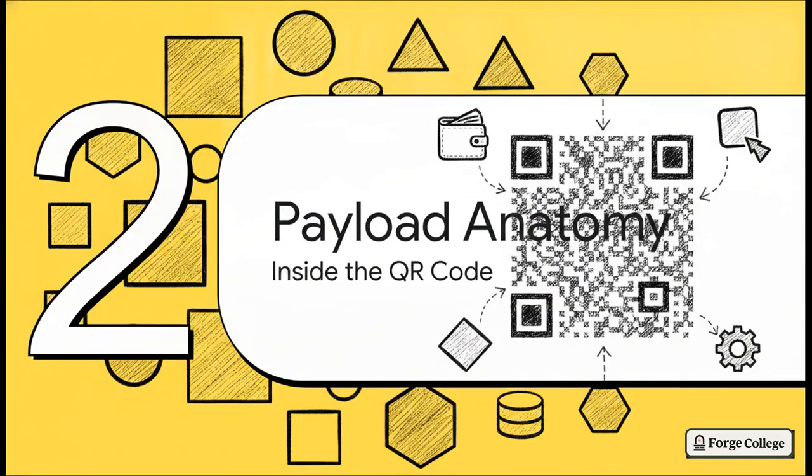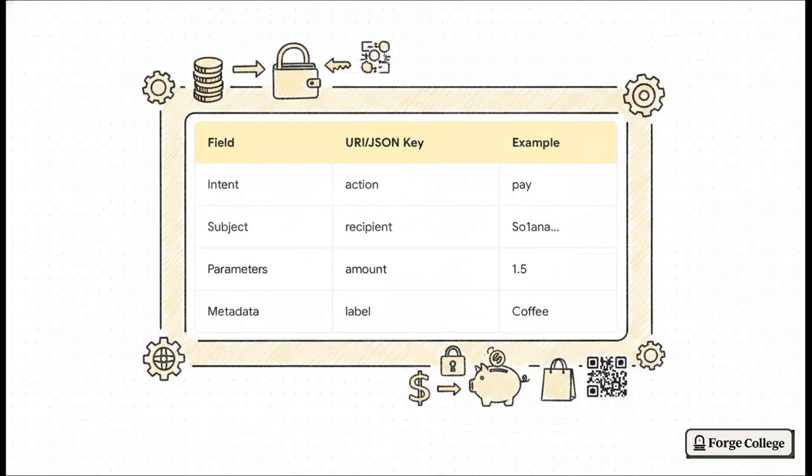Moving on to Section 2. Anatomy of a payload. So the crucial point is that a QR checkout payload isn't some black box magic. Mechanically, it's really just a neat little container for instruction data and metadata, telling the wallet exactly what action to take. Let's walk through this like an engineering blueprint. There are 4 essential pieces of info we've got to pack in here.